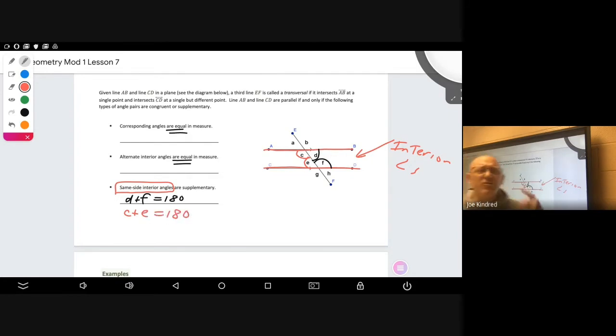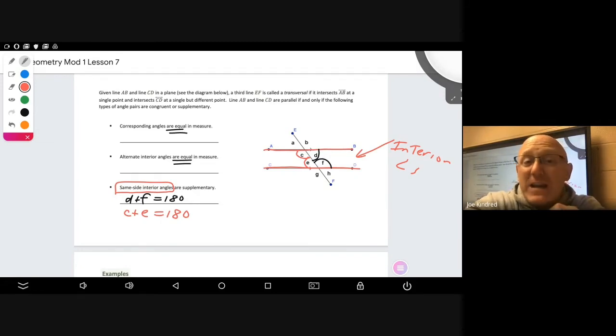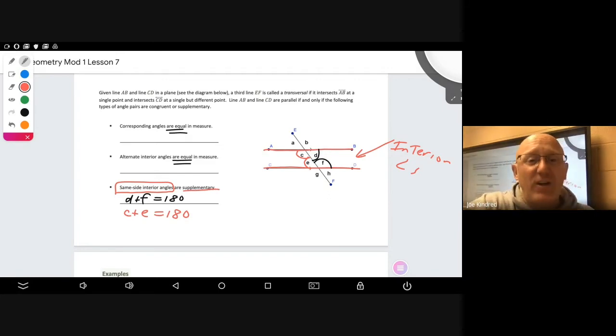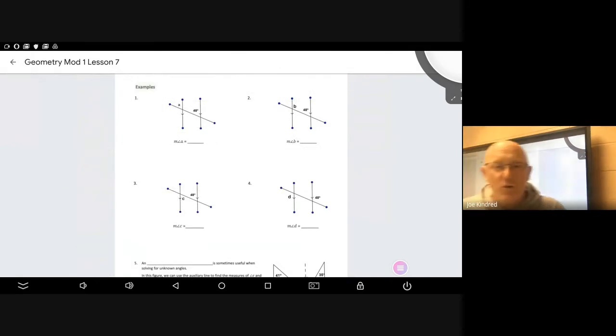So the first two, corresponding angles and alternate interior angles, represent angles that are equal to one another. The third, they're two angles that add up to 180 or are supplementary. We're going to use these types of facts to help us solve for unknown angle measures. Begin to wrap this up. Let's look at how we're going to use these concepts to help us solve for missing angles.